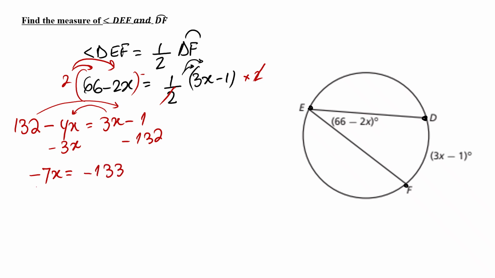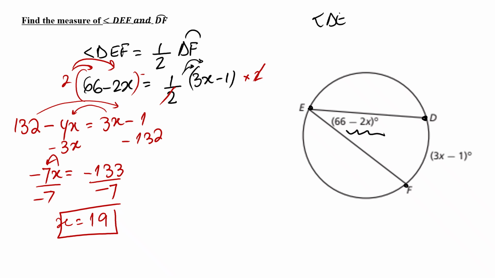If I divide both sides by negative 7, because the number written with the x is negative 7, I will get x equals 19. Now I will see whether it works or not. So angle DEF equals 66 minus 2x. Replace x by 19. Write it in the calculator.